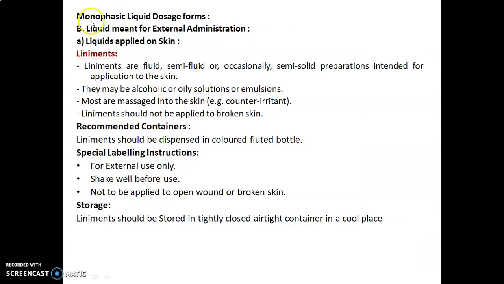So first of all, let's discuss the introduction to the monophasic liquid dosage forms, specially the liquids meant for external administration, that is, liquids applied on the skin.